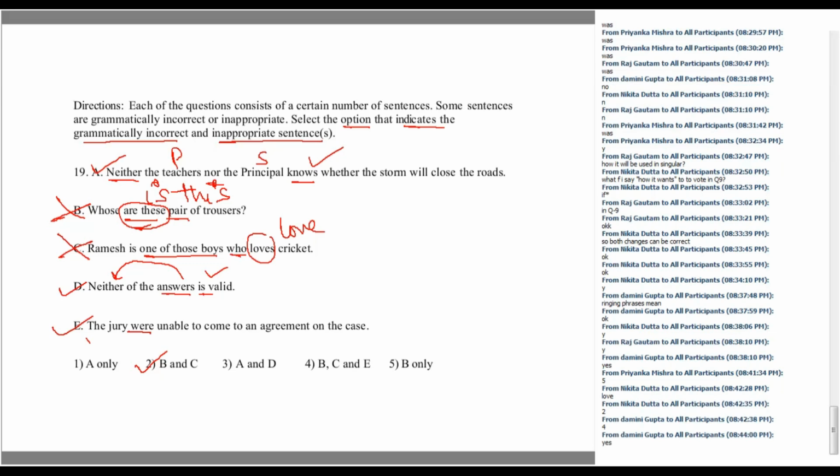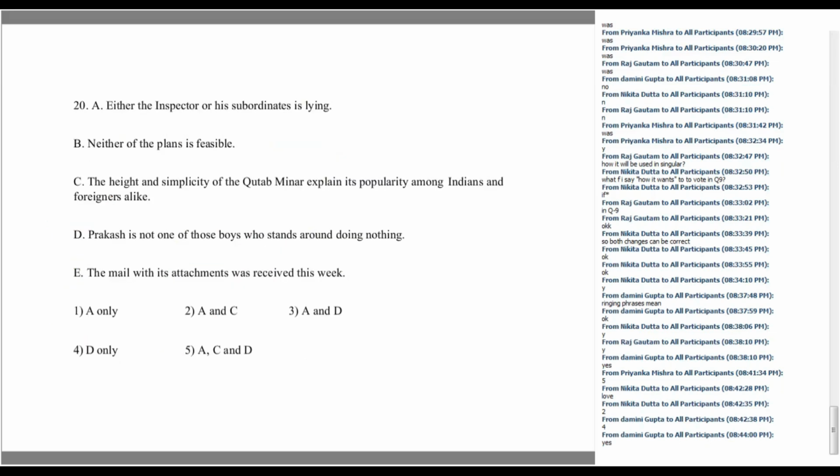This is 19, and the last question is here, 20. Either the inspector or his subordinates, either or, this is wrong. Neither of the plans, before plans you have the word neither, that is why you are having a singular verb. Correct. B is correct.